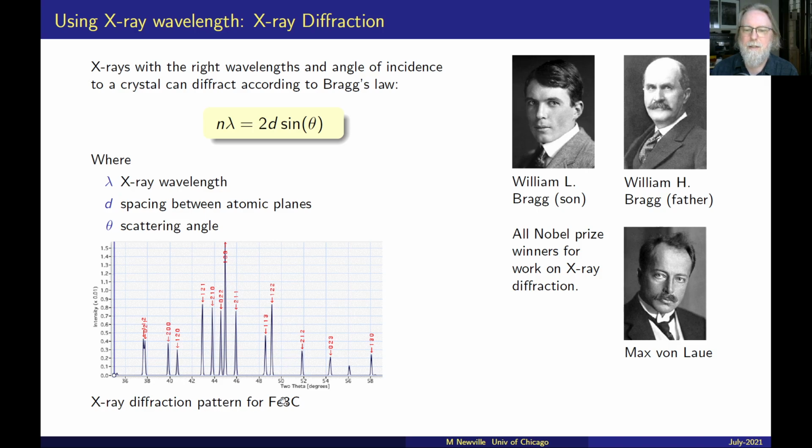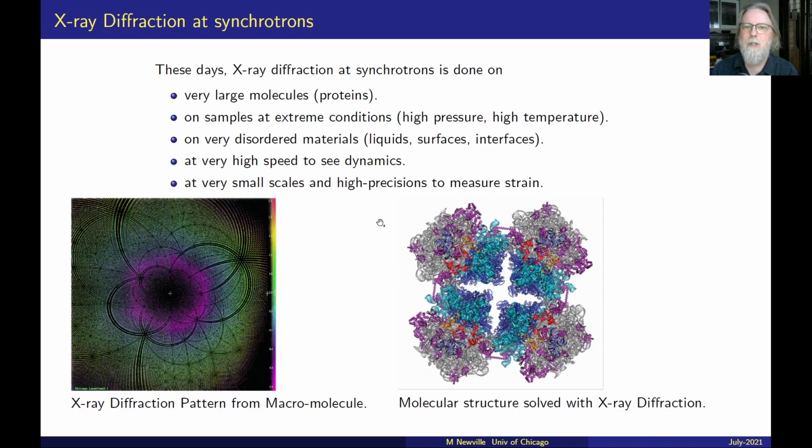Of course, these days, something as simple as iron carbide doesn't need synchrotron radiation or even much work in a lab, but even over the last 50 years, working on much larger molecular systems, including proteins or samples at extreme conditions, is common. So these days, X-ray diffraction at synchrotrons involves either very large molecules or portions of very large macromolecules, samples at extreme conditions, or very disordered materials like liquids or surfaces or buried interfaces.